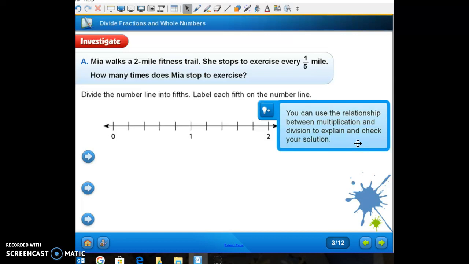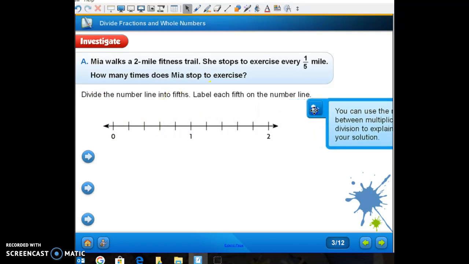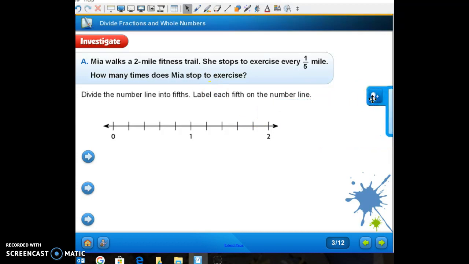Mia walks a 2-mile fitness trail. She stops to exercise every 1/5 mile. How many times does Mia stop to exercise? Divide the number line into fifths. So between 0 and 1 there are 5 spaces. Then between 1 and 2 there are 5 spaces.